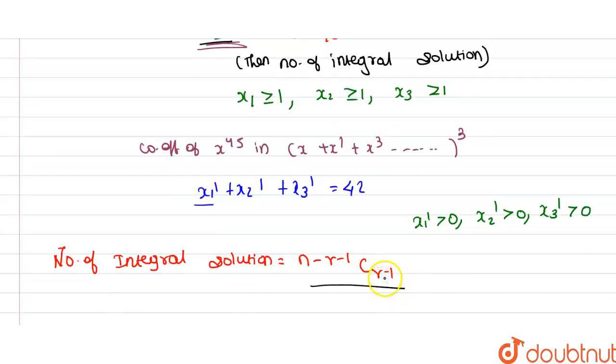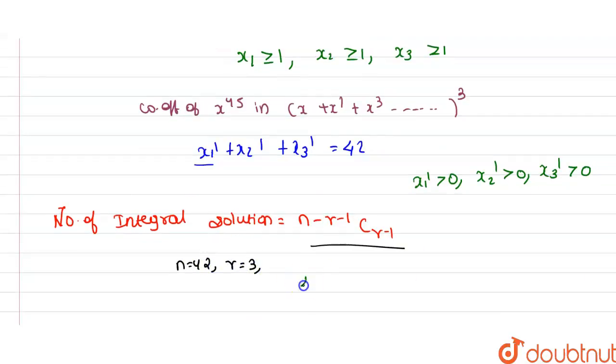If we substitute n equal to 42 and r equal to 3, then we have 42 plus 3 minus 1 C 3 minus 1, which is equal to 44 C 2. This is our favorable case.